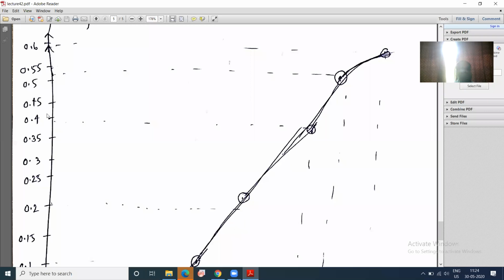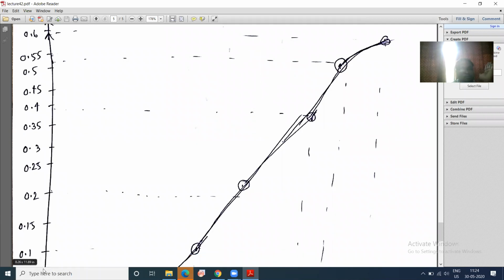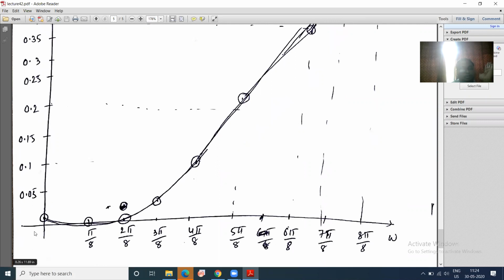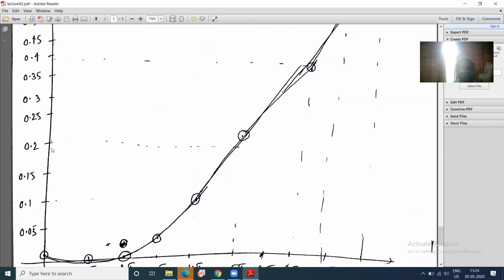Such a selection, because in the last class I had taken 0.1, 0.2 up to 1. Your maximum value was 1, and then gradually decreasing. So 1 was the maximum value. Now it is from 0.0 to 0.6. So I have taken this kind of distribution.